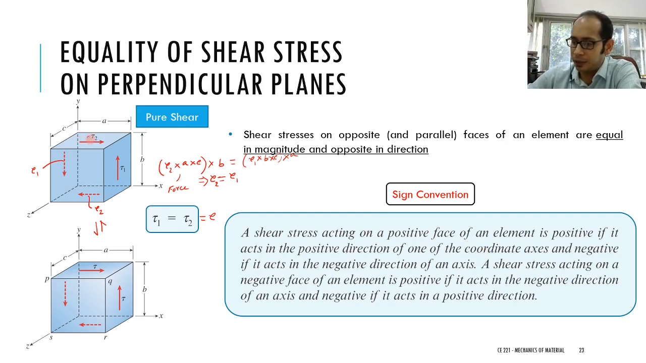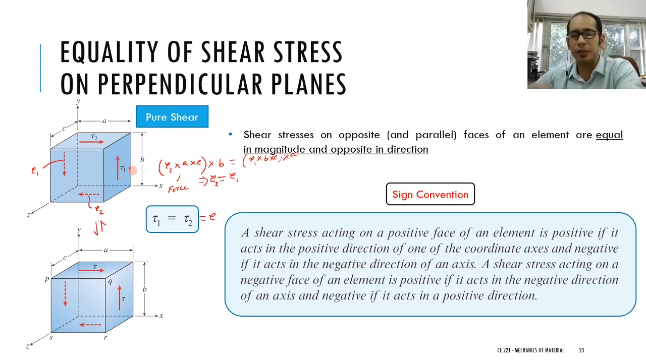For example, here you see this particular face. The outward normal of that, by my right hand rule, points in the positive y direction, right? So I have identified my positive face. On this positive face, my tau 2 acts in the positive x direction. So tau 2 is a positive shear force. See what it says: a shear stress acting on a positive face, my positive face is this one, is positive if it acts in the positive direction of one of the coordinate axes. So it acts in the positive direction, so it's a positive shear.